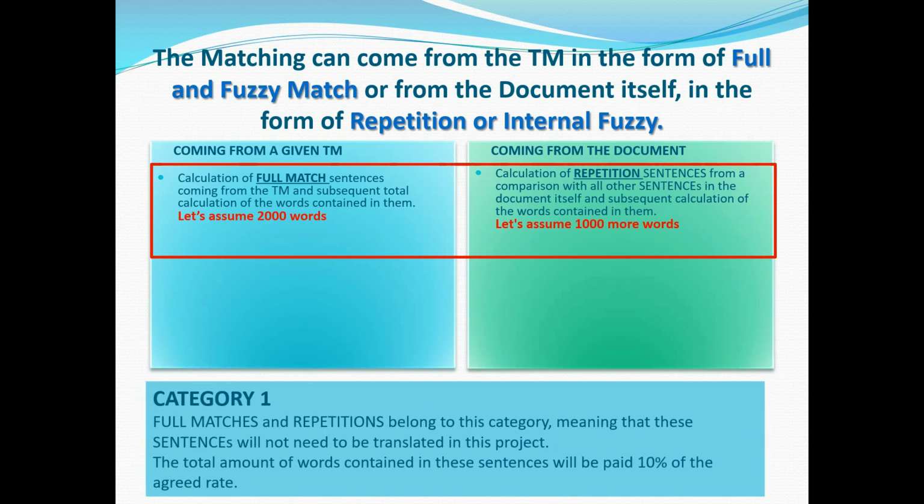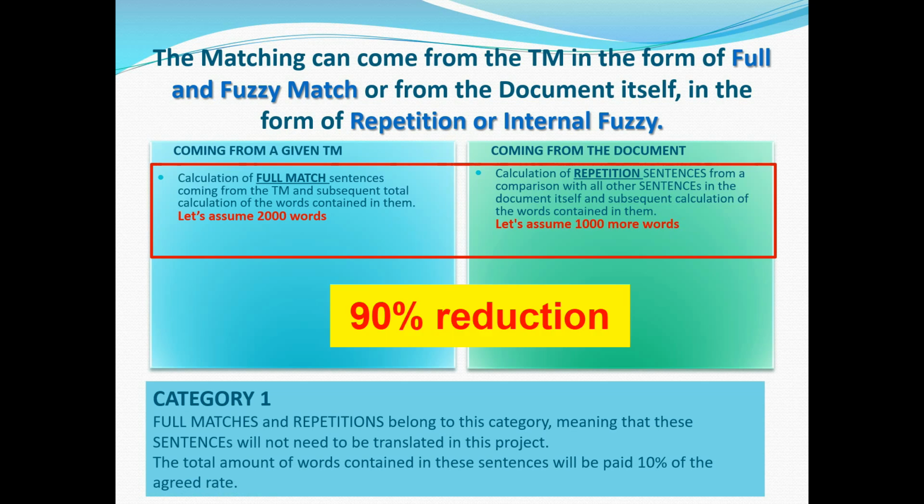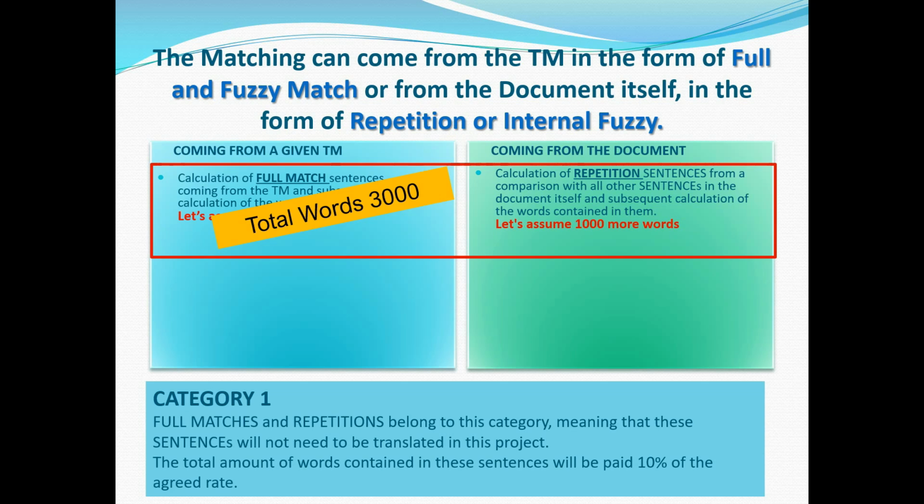This category, I will call it category 1, contains full matches and repetitions. So those matchings belong to this category, and they mean that these sentences will not need to be translated in the project. The total amount of words contained in these sentences will be paid only 10% of the agreed full rate. So here we have the rate reduction, 90% reduction of the full rate. In fact, 3,000 words, this is the total amount, will only be paid 1 cent by the agency.